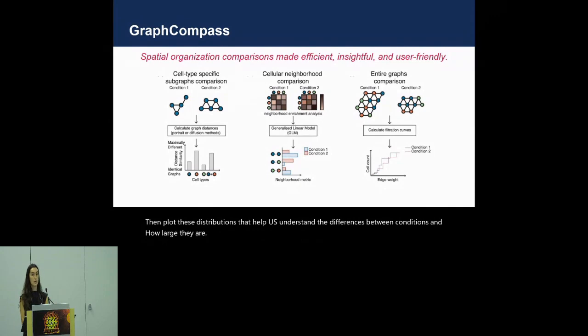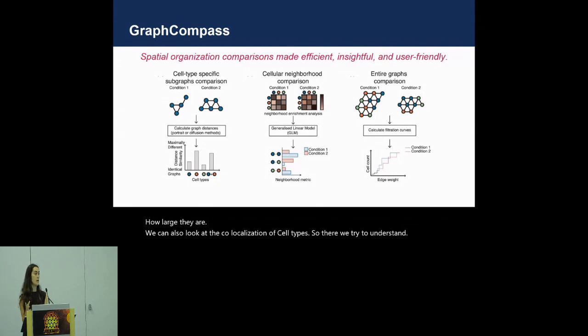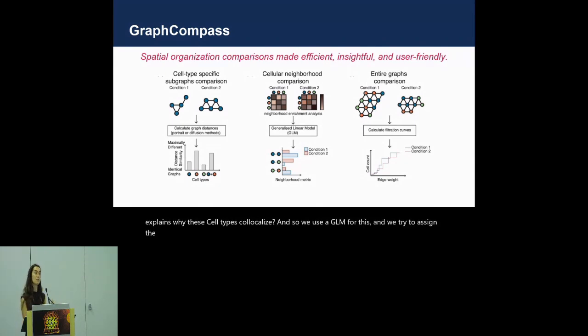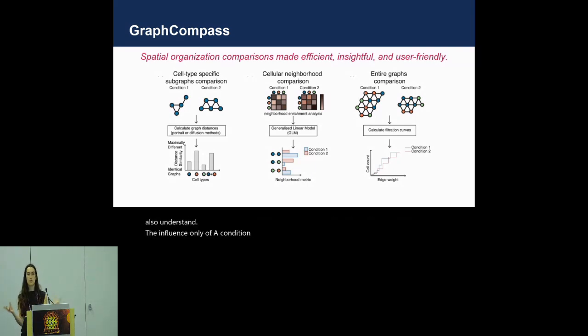We can also look at the co-localization of cell types. So there we try to understand, we see these cell types that co-localize. We expect some of this to happen based on chance. And so if we see that they co-localize a lot, what explains this enrichment? What explains why these cell types co-localize? And so we use a GLM for this, and we try to assign the effect to patient effects, because patients differ from each other, and based on chance, there will be some differences between patients. And we try to explain it as a condition effect as well. So we get that patient effect and the condition effect.